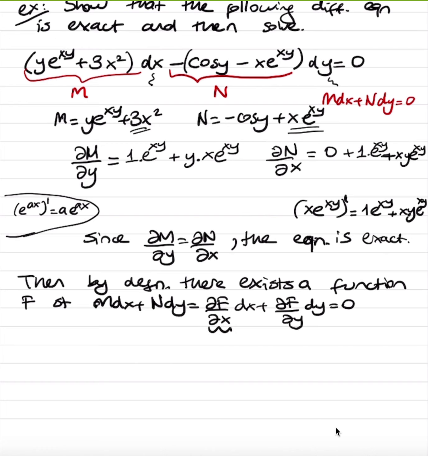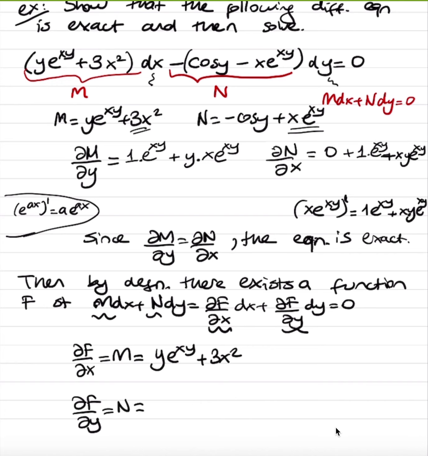And here we can see that these coefficients must be equal. So del f over del x must be equal to M, and in this case M is equal to y e to the power xy plus 3x squared. And del f over del y is equal to N, and in this case it is cosine y plus x e to the power xy.